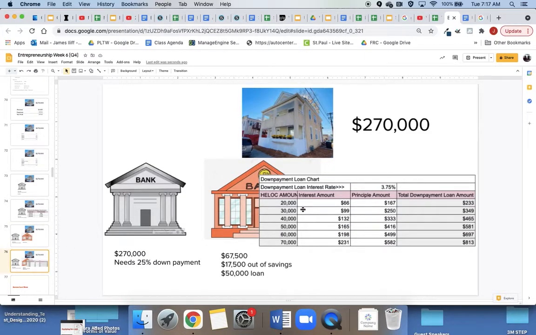Here's the payback schedule for this bank. If you take out a $50,000 loan, you're going to pay back every month $581. Now, I just broke this out into interest and principal, and those are really fun things to learn about. If you took out a $50,000 loan, your principal amount is going to be $416, and then your interest amount is going to be $165. When you add these two together, you get the $581.